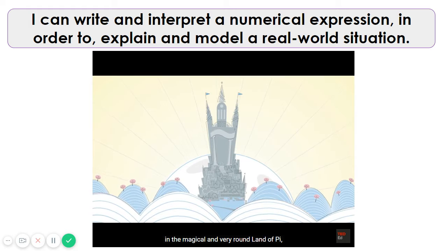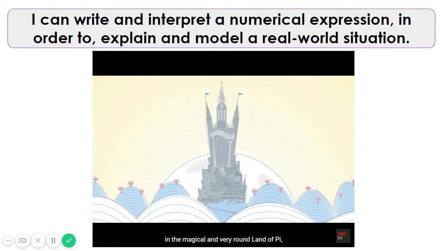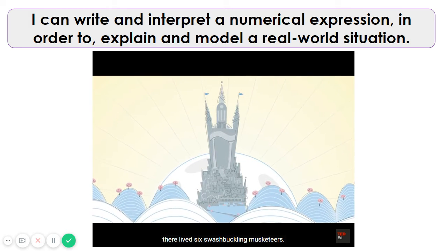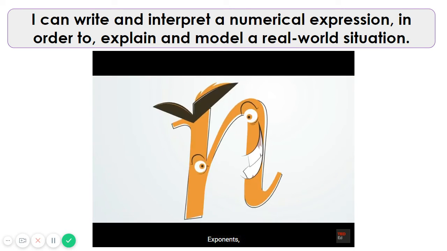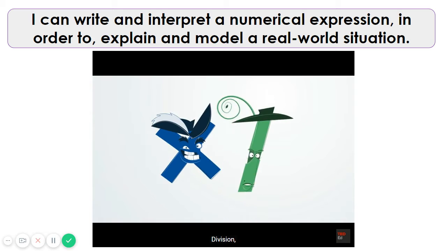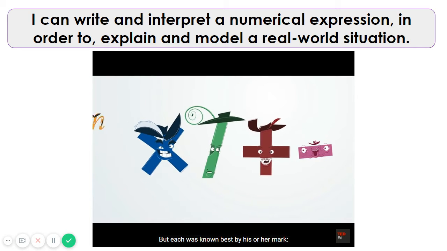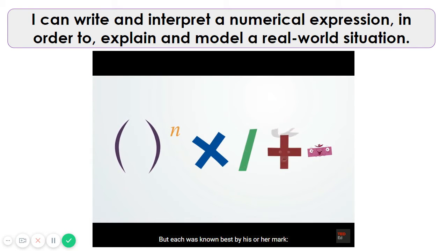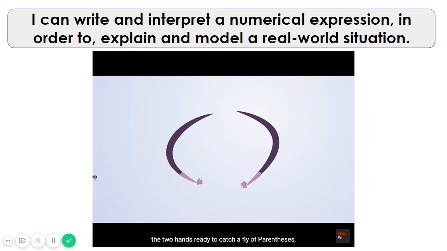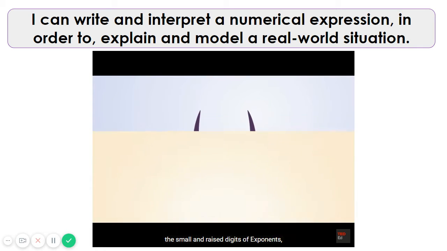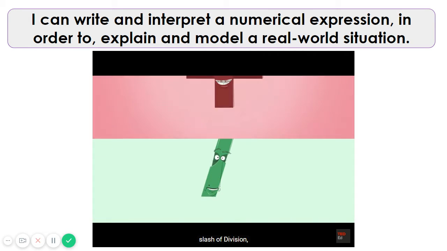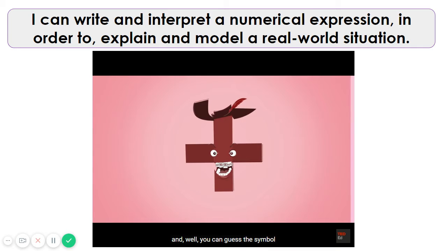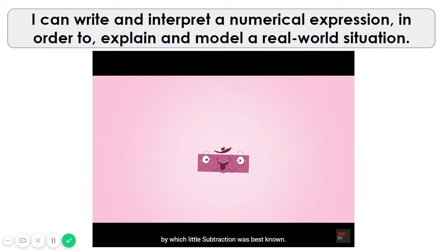Once upon a time, in the magical and very round land of Pi, there lived 6 swashbuckling musketeers. Their names were parentheses, exponents, multiplication, division, addition, and subtraction. But each was known best by his or her mark. The 2 hands ready to catch a fly of parentheses, the small and raised digits of exponents, the mighty X of multiplication, slash of division, plus of addition, and well, you can guess the symbol by which little subtraction was best known.